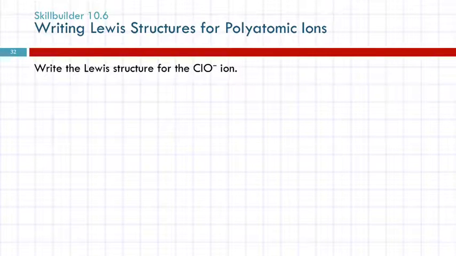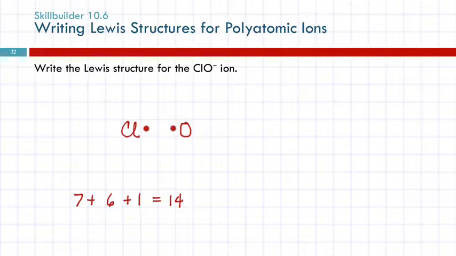What's the name of that ion? ClO minus. Hypochlorite. Well, we got chlorine, we got oxygen. How many valence electrons does chlorine have? 7. And oxygen has 6. And it's got a -1 charge, so we need to add 1. So we've got a total of 14 electrons now.